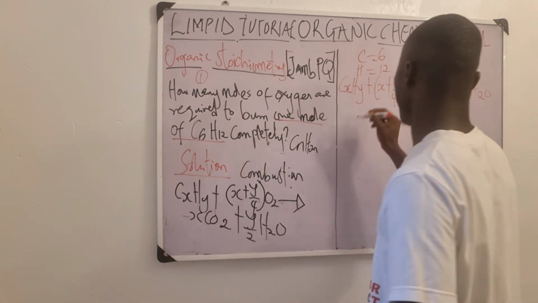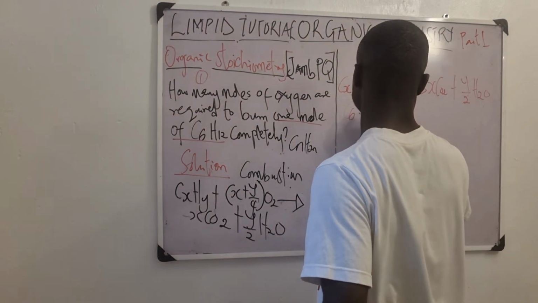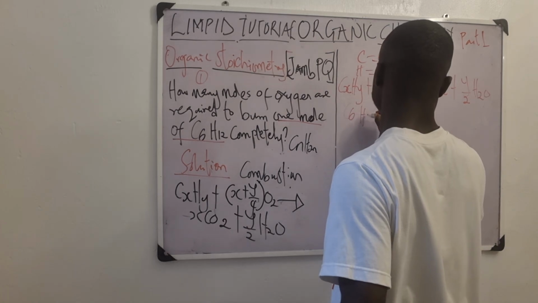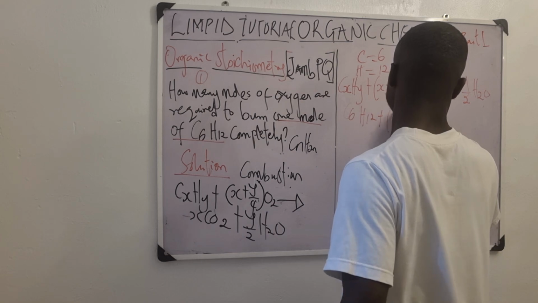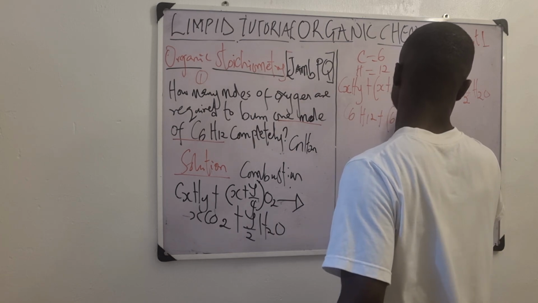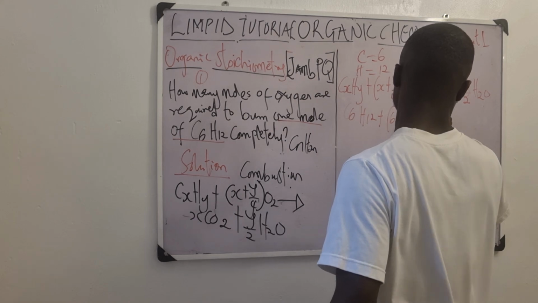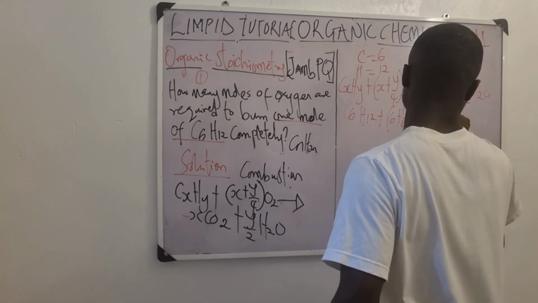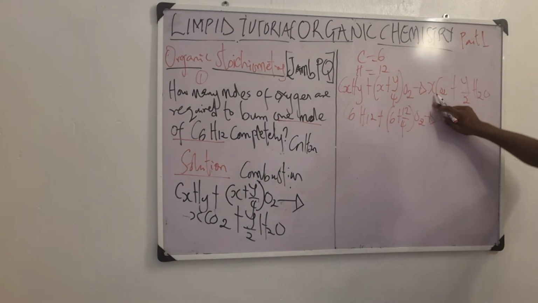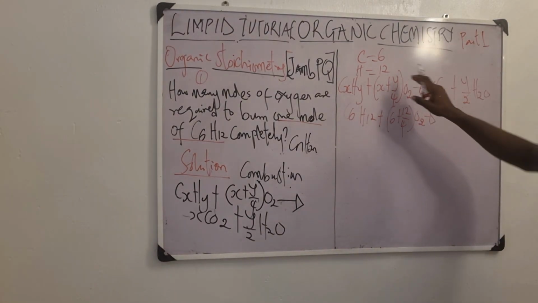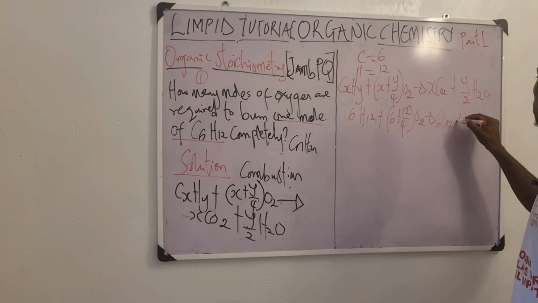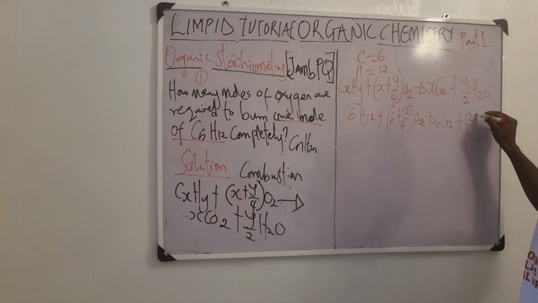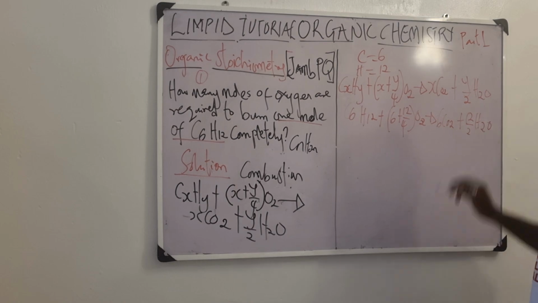Now we have C6H12 plus open brackets 6 plus 12 over 4 O2, giving the same thing as, now what is our x here? Our x is 6, so 6CO2 plus 12 over 2 H2O.